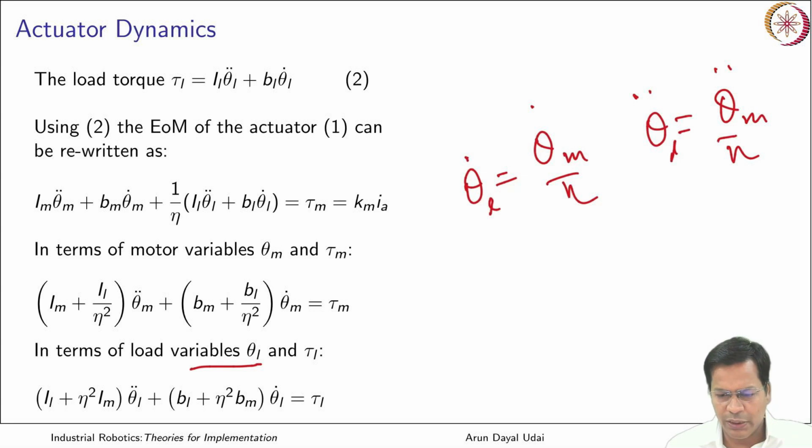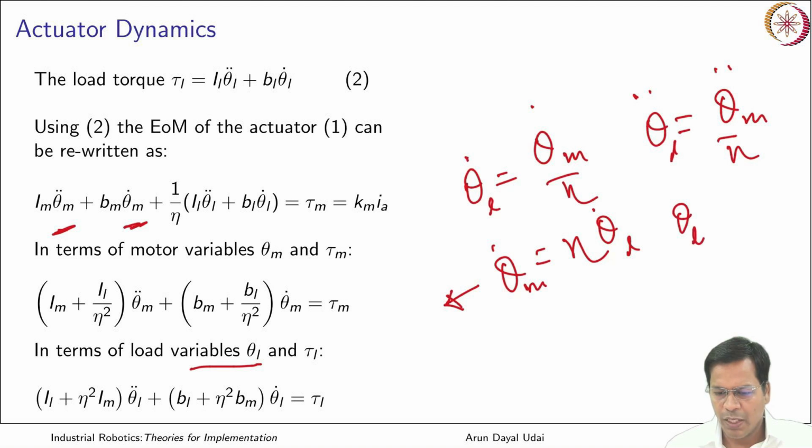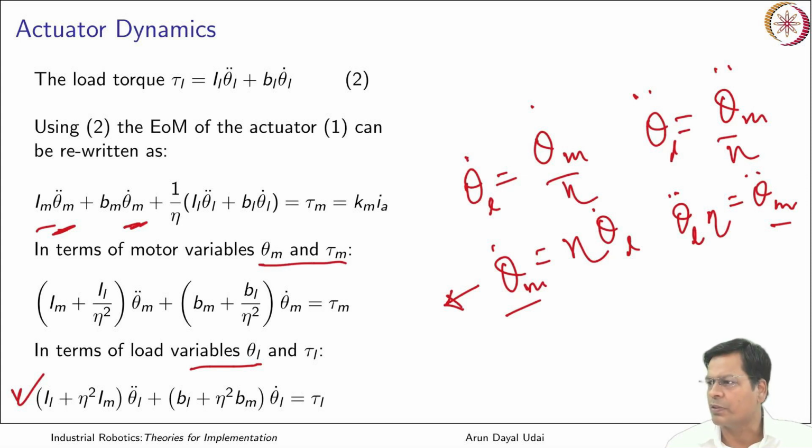So I'll substitute it otherwise this time. I'll substitute theta M dot is equal to eta times theta L dot. So that going here, and here. So it should be theta L into eta is equal to theta M double dot. So these two values I'll put here and I can get this relation. So this is the load side variables, and this is in terms of motor side variables.